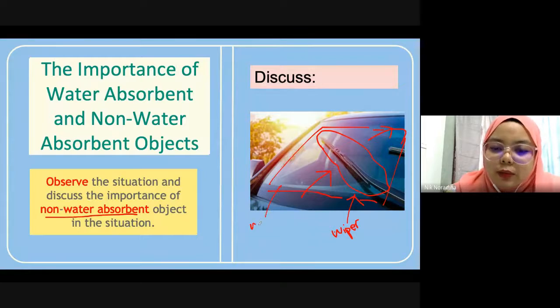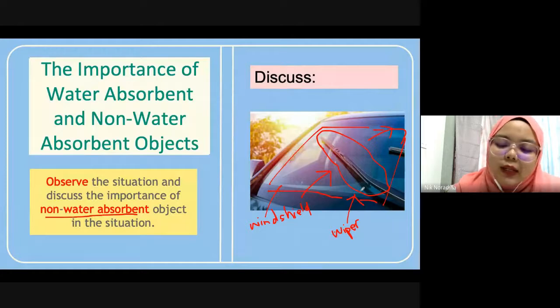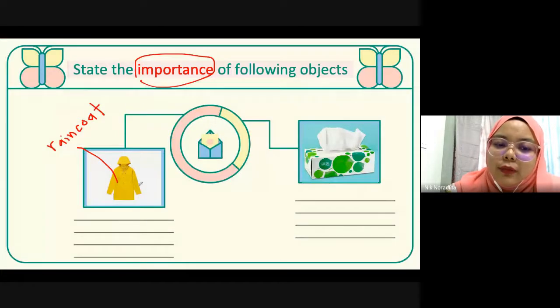Okay. So this one is windshield. Thank you, Ian. So the big mirror here is the windshield. The small one here is the wiper. Sorry, teacher got confused. Thank you, Ian. Okay. So this one is the raincoat.